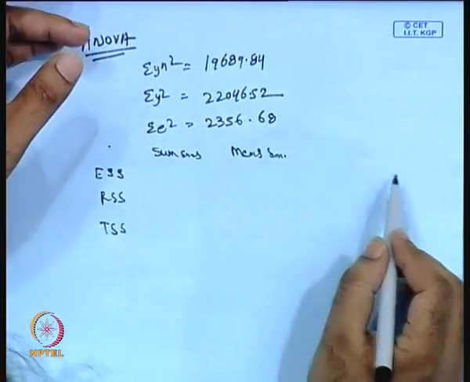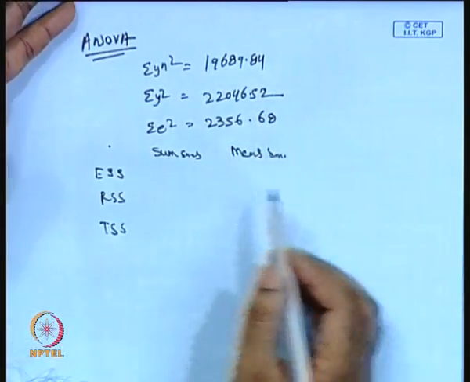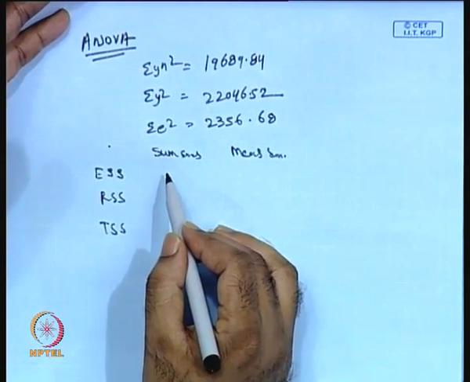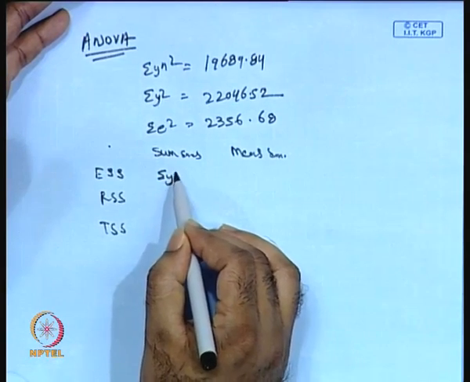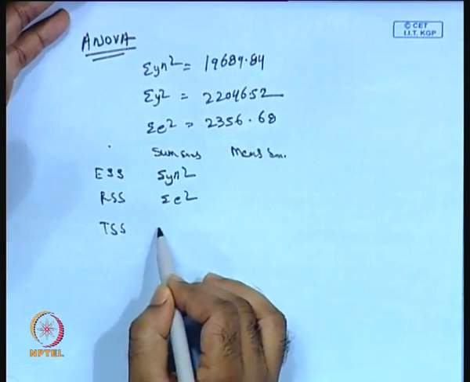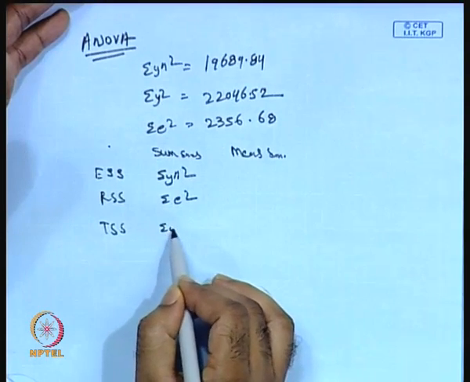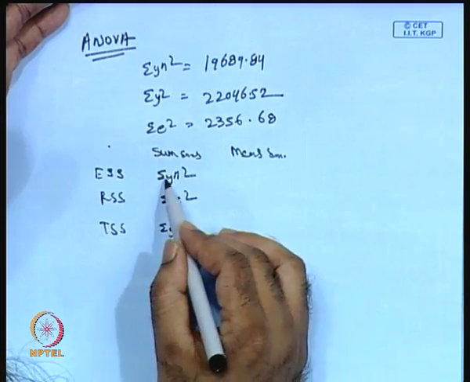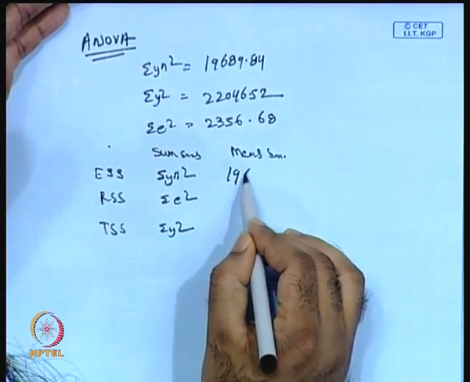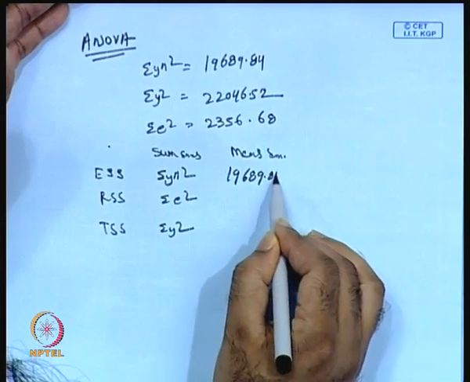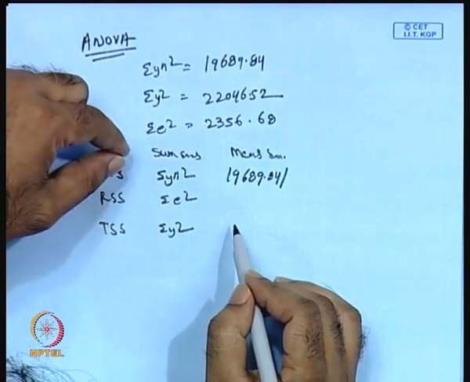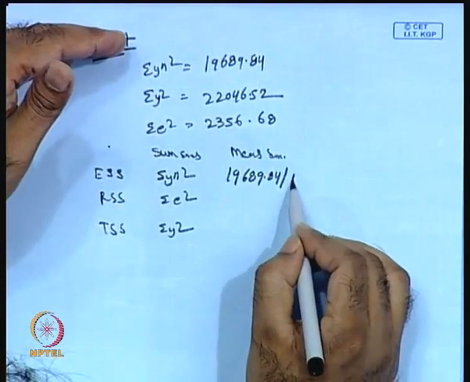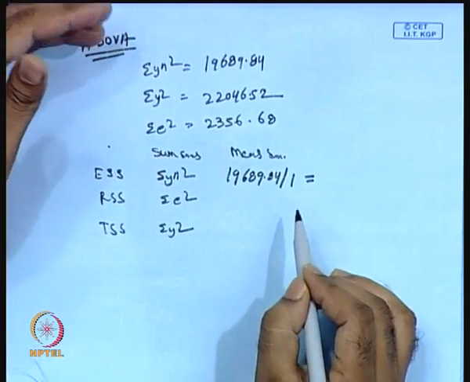Then we have mean sum of squares, and obviously there will be degrees of freedom. So, the explained sum of squares is equal to summation y hat square, this is summation e square and this is summation y square. Mean square: y hat square is 19689.84 divided by k minus 1. So, k minus 1 means 2 minus 1, it is 1. So, this much value we have to calculate.